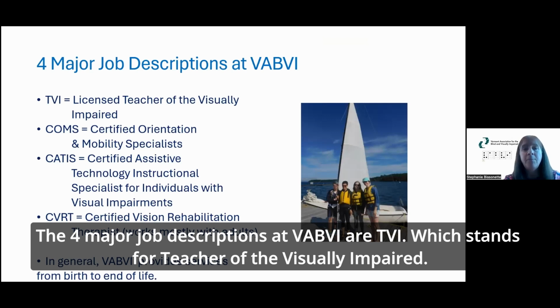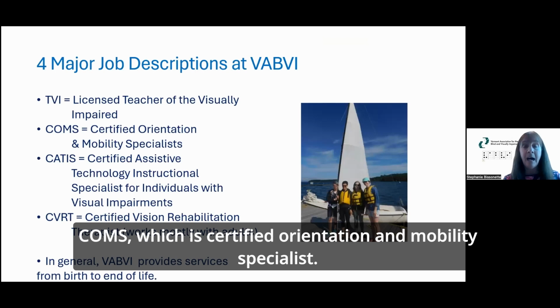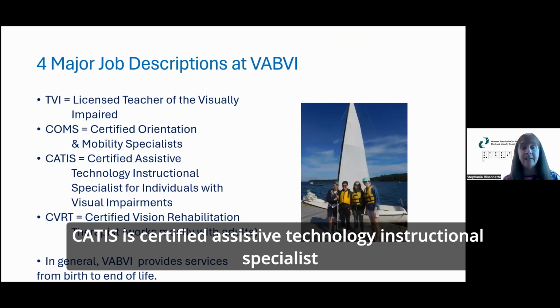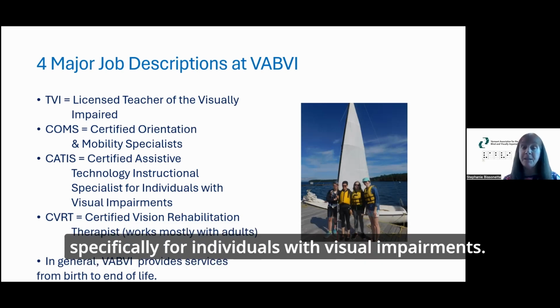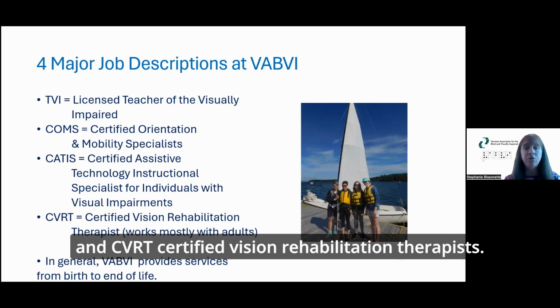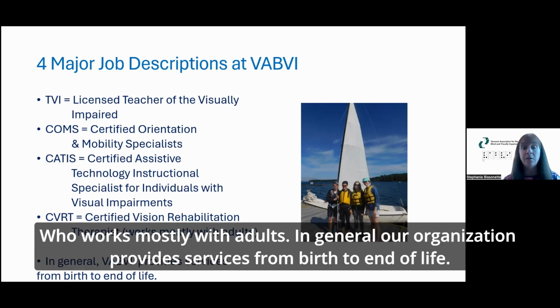The four major job descriptions at VABVI are TVI, which stands for Teacher of the Visually Impaired, COMS, which is Certified Orientation and Mobility Specialist, CATIS, which is Certified Assistive Technology Instructional Specialist, specifically for individuals with visual impairments, and CVRT, Certified Vision Rehabilitation Therapist, who works mostly with adults. In general, our organization provides services from birth to end of life.